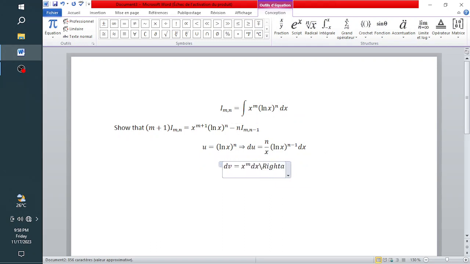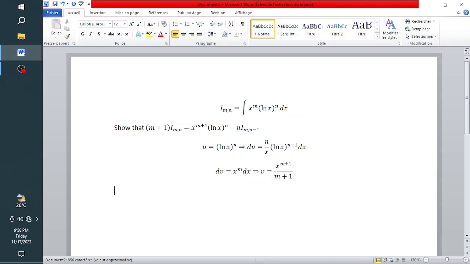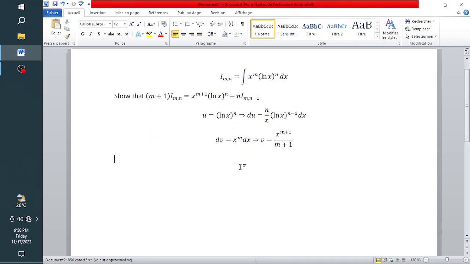So to get v, I need to integrate both sides. When we integrate x to the m, we have x to the m plus 1 divided by m plus 1. Okay, so for my integral, we just use a formula. It says the integral is equal to uv minus the integral of v du. So this integral is equal to uv minus the integral of v du. So we just need to fit in.